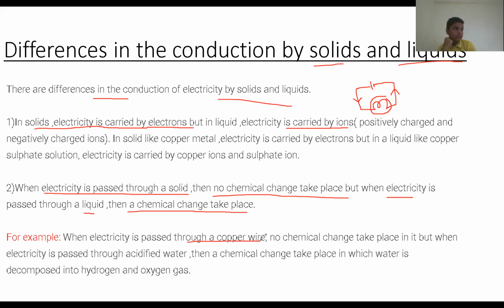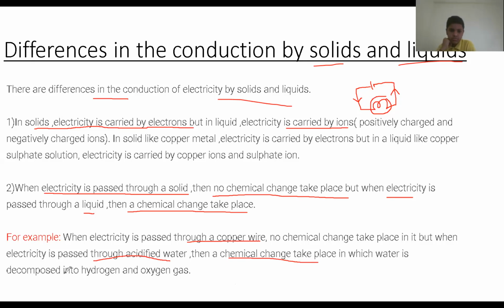No, the copper wire remains the same. Okay, the copper wire remains the same, but when the current passes through water, then a chemical change takes place. And what is the chemical change?